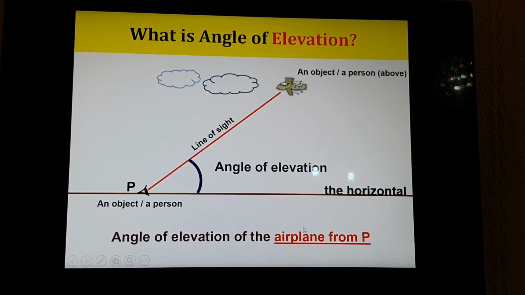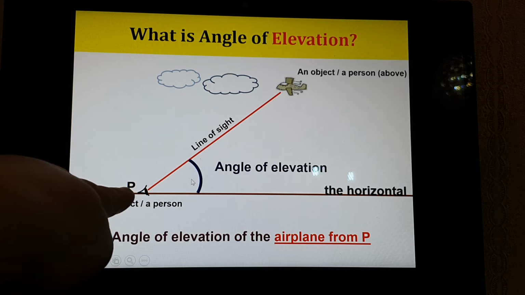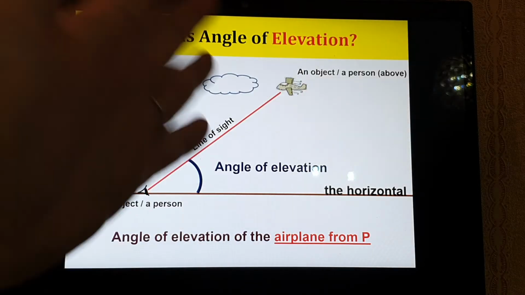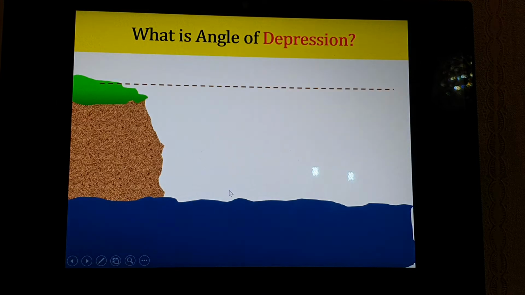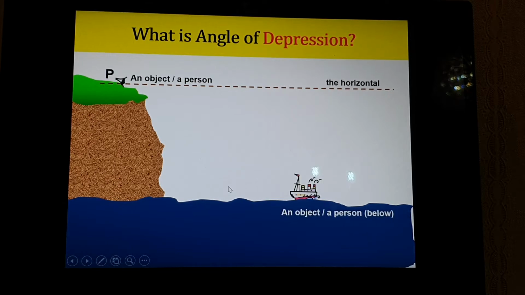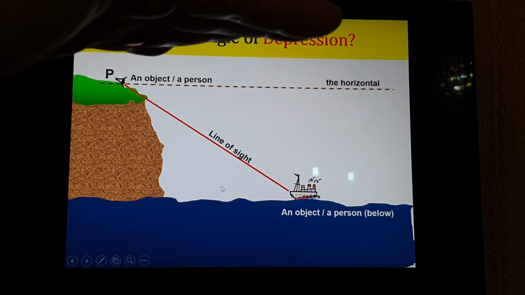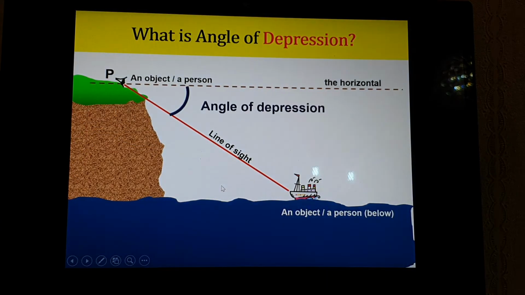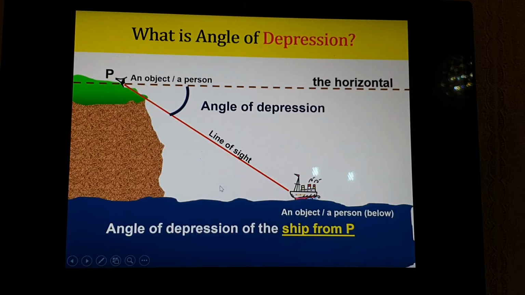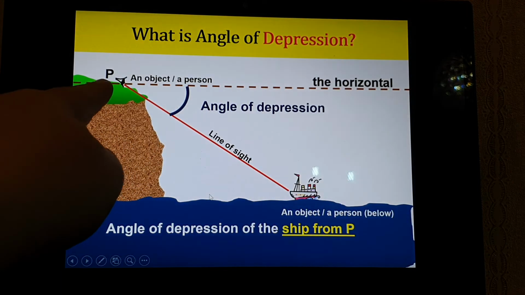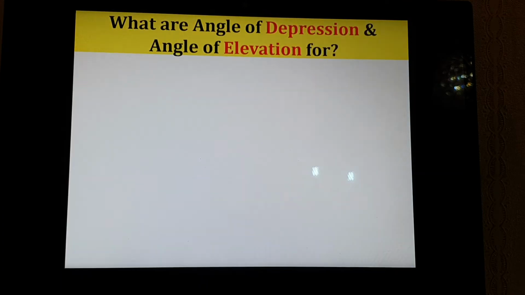Angle of elevation of the airplane from P is here. That means you're at P and you want to look at the airplane. You must look up like that. That's the angle. Now next, angle of depression. Again, you must have the horizontal. Let's say you are at this P. You see the ship, you must look down, right? So this angle is the one. That's all, very easy. It's called the angle of depression of the ship, looking at the ship from P.